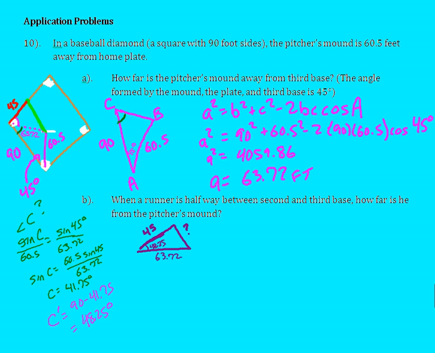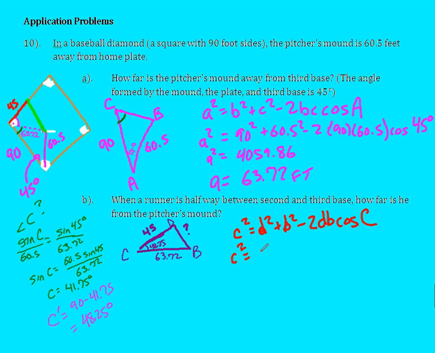So now we do have, again, law of cosines. So I'm going to label this triangle here. This is still the pitcher's mound as B. This is still third base as C. And this is the halfway point. I'll call it D. So I need to find that side C. So C squared equals A squared plus B, or we don't have A though. We have D squared plus B squared minus 2DB cosine of C.